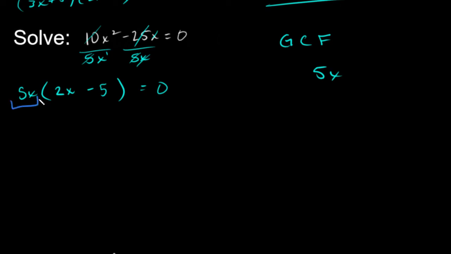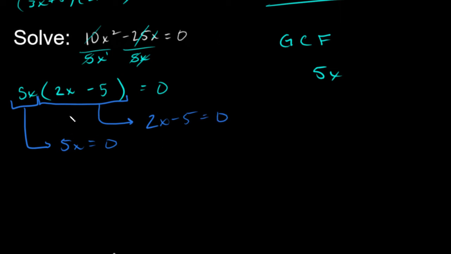We still have a product going on here. We've got 5x being multiplied by the 2x minus 5. So that means you can set 5x equal to 0, and you can set 2x minus 5 equal to 0. This will come up a lot. And this relies on that information we learned earlier. So now you just solve each of these. Set each of these equal to 0 as we're supposed to, and now solve.